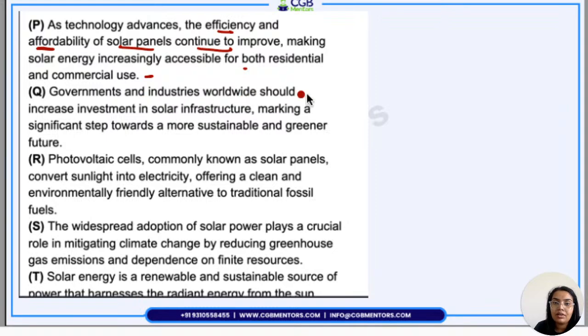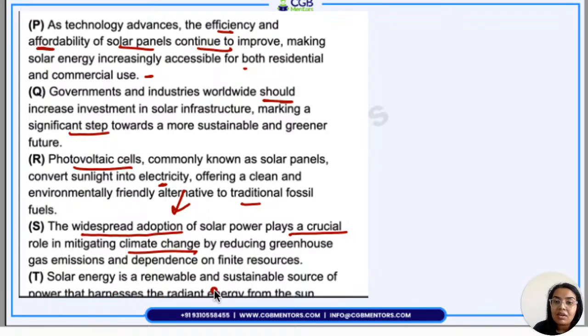Q: Governments and industries worldwide should increase investment, marking a significant step towards a more sustainable future. Now, this is should. This has a tone of compulsion, a strong suggestion. R: Photovoltaic cells, commonly known as solar panels, convert sunlight into electricity, offering a clean and environmentally friendly alternative to traditional fossil fuels. So what we get to see here is that R gives me the details of photovoltaic cells doing something. S: The widespread adoption of solar power plays a crucial role in mitigating climate change by reducing greenhouse gases. Now, this S sentence talks about widespread adoption playing a crucial role in mitigating climate change. This relates to the climate change part, again a specific part.